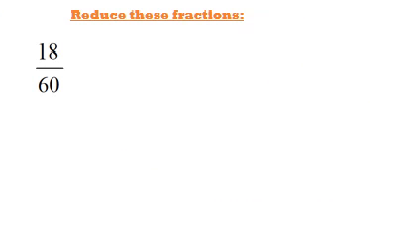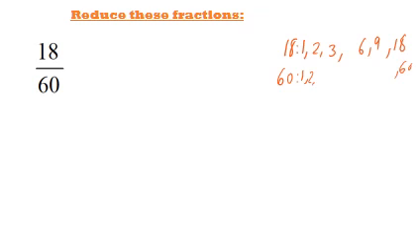The third exercise is 18 over 60. We are going to do it together. I'm going to use the listing method. 18: 1, 18, 2, 9, 3, 6. 60, I have a lot of divisors: 1, 60, 2, 30, 3, 20, 4, I think it's 15, yes.